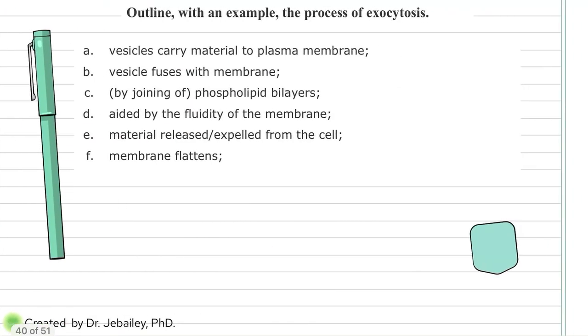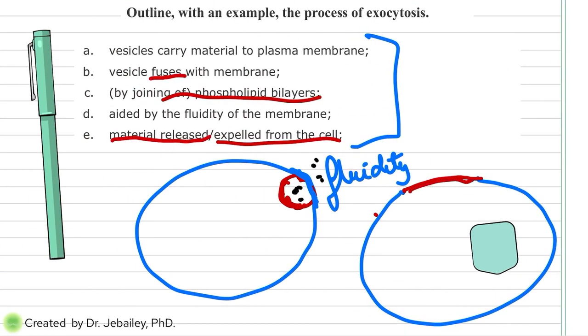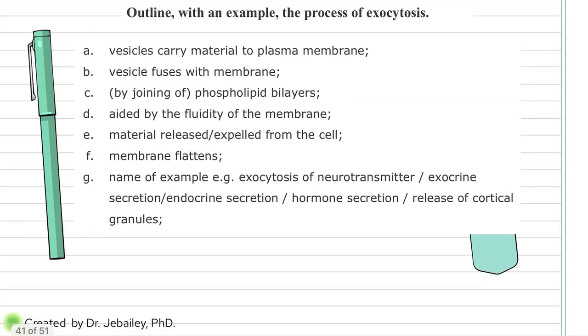What else do they have? The membrane flattens, which makes sense. Look, the membrane flattens, right? Because before it was a circle and now it flattens. And then you got to give an example because here it is asking. You can talk about the exocytosis of a neurotransmitter. You can talk about hormone secretion, endocrine secretion.